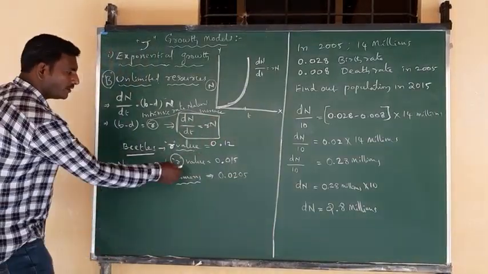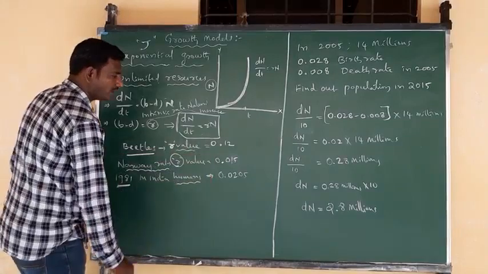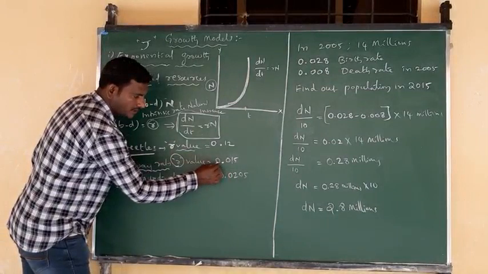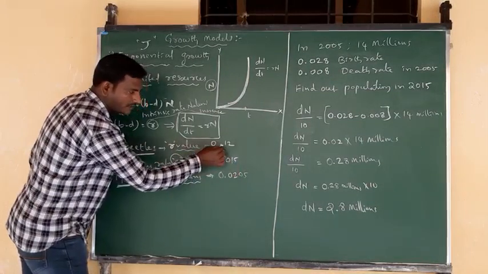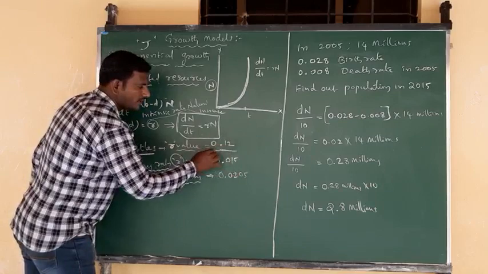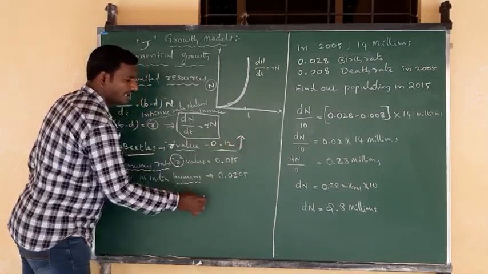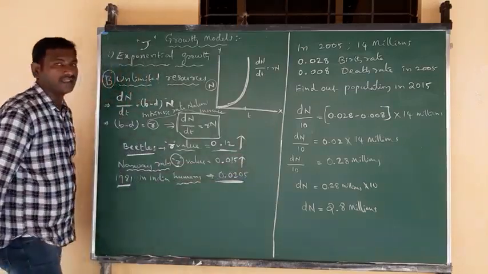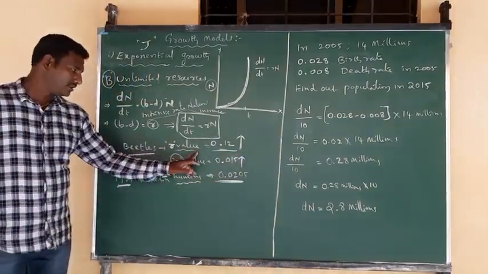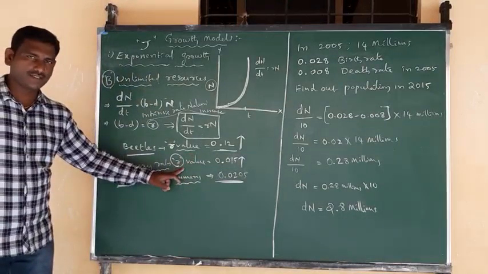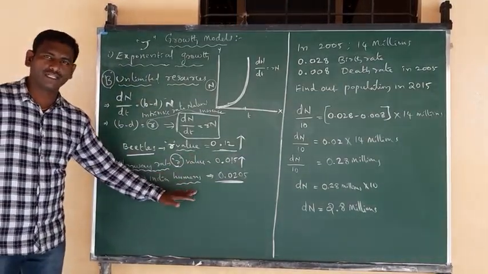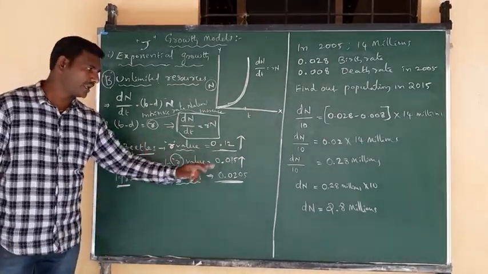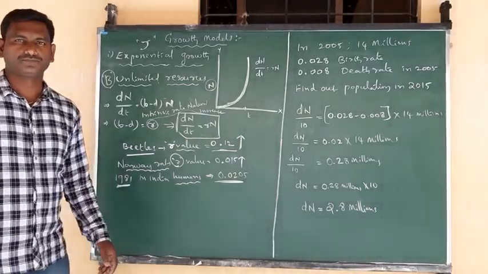Next, compared to all these r values, which one is the maximum value? See here, this is 0.02, this is 0.015 and this is 0.12. Obviously, the beetles' r value is more. The next category goes to Norway rats, and finally human beings. So compared to beetles, the rats' growth rate is somewhat less and the human growth rate is much less. Why? Because beetle populations are very large, that's why their r values are also maximum.